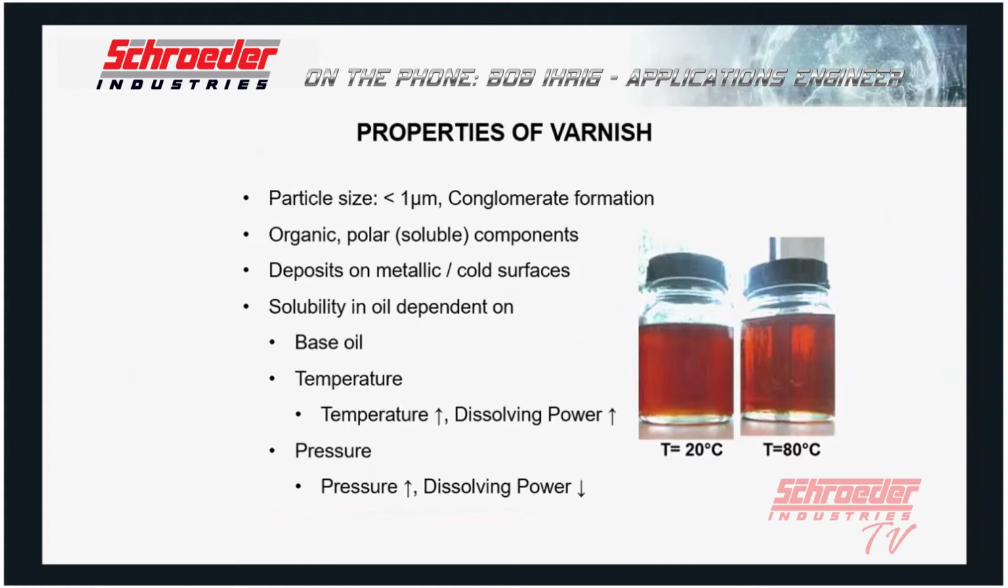And the solubility of varnish is really based on the type of base oil and the temperature. The conglomerate formation, at least, is dependent on temperature: as temperature increases, the dissolving power also increases, directly proportional. So if the temperature is higher, it can be more easily dissolved into a given fluid. It's also dependent on pressure. The higher the pressure, the dissolving power is less. So that's an inverse relationship with pressure.